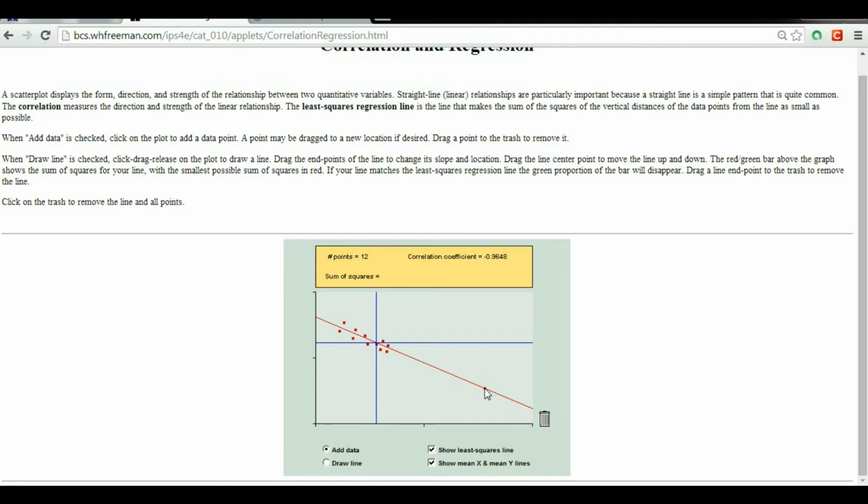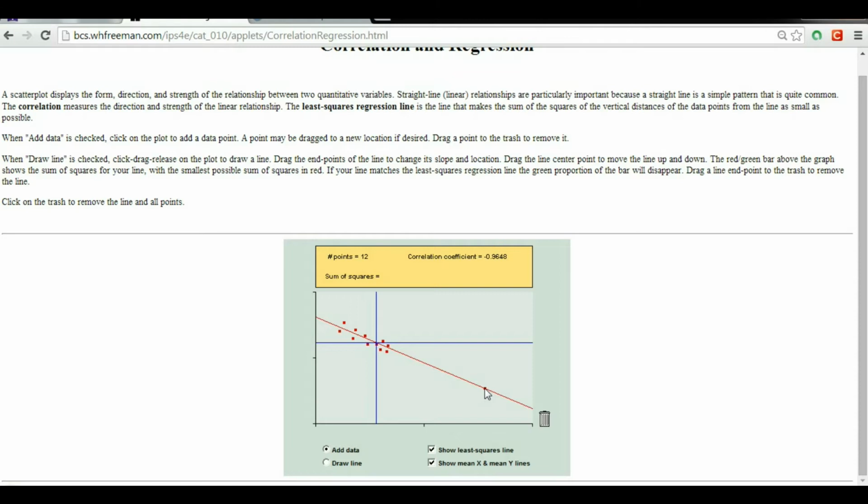Our original correlation was negative 0.86. Our new correlation is negative 0.96. Okay? Well, what did it do? Well, it made the correlation closer to negative 1, and negative 1 means that we have a fairly strong linear relationship in a negative direction.